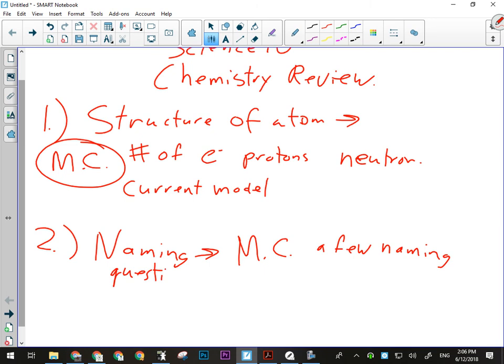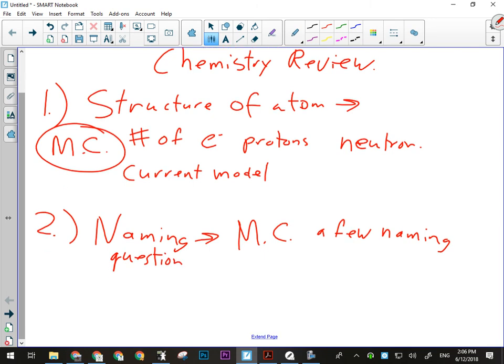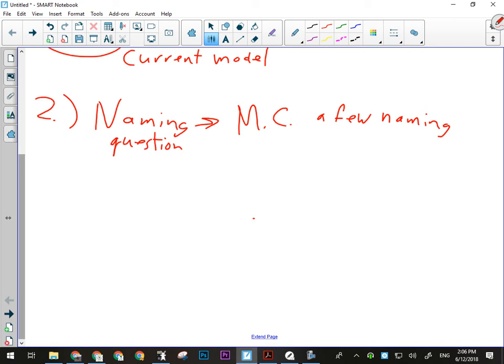All right, so we'll need to remember things like when to use Roman numerals. When do we use Roman numerals? When it has more than one possible charge, which means that only applies to certain metals. There are no non-metals that have more than one possible charge. So we would be looking at things like iron, cobalt, copper, things like that. They would have more than one possible charge. So that's when we would use Roman numerals.